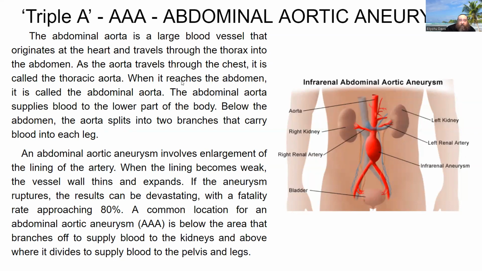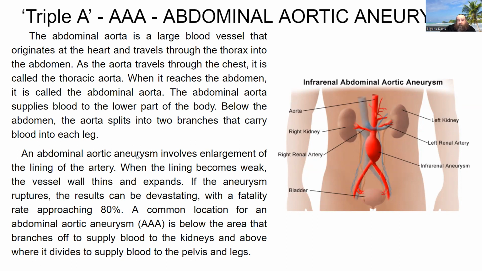and goes from the left ventricle across, does the aortic arch, which will send blood up to the brain. And then this is the descending aorta. And this is where problems can happen. So it's called the thoracic aorta over here, and then it becomes the abdominal aorta. Supplies blood to the lower part of the body, right? Carries blood to each leg, and I pointed that out already.